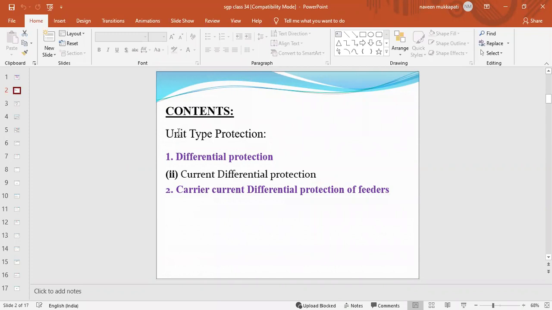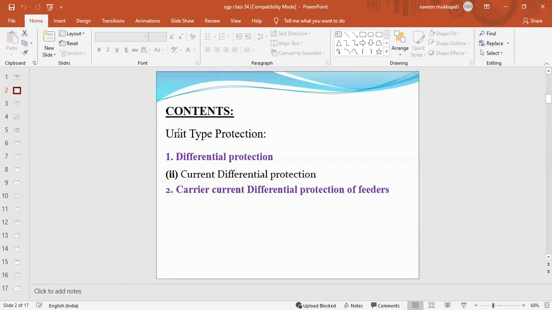Suppose any fault occurs on the feeder lines. Due to the fault currents, the generators and transformers can also be damaged. That's why separate protection for the feeder line is one of the major considerations in transmission and distribution systems. That's why we give different types of protection: the non-unit type of protection of a feeder line and also the unit type of protection of feeder lines.